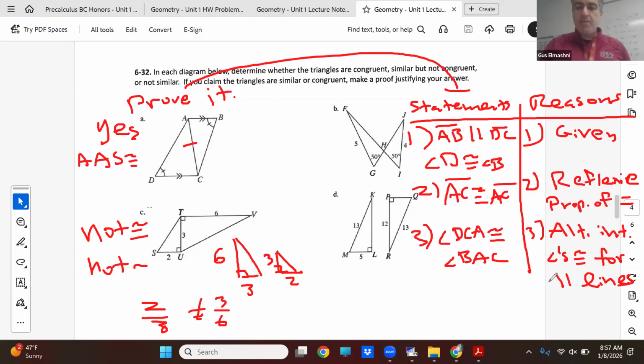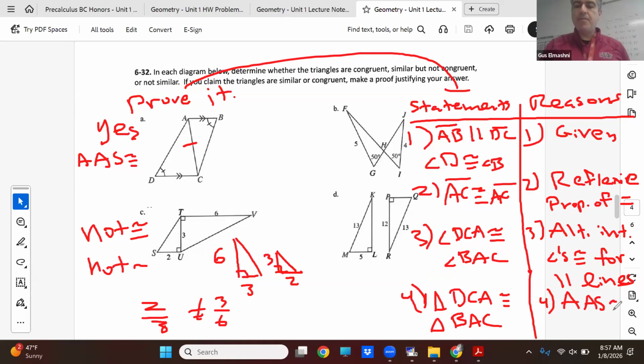All right. And then lastly, do we have enough information to say the triangles are congruent? We do. And you have to say it in the right order. So triangle DCA is congruent to triangle BAC. And that's what reason again? Yes, correct. Good. Okay, so I think we're okay there.